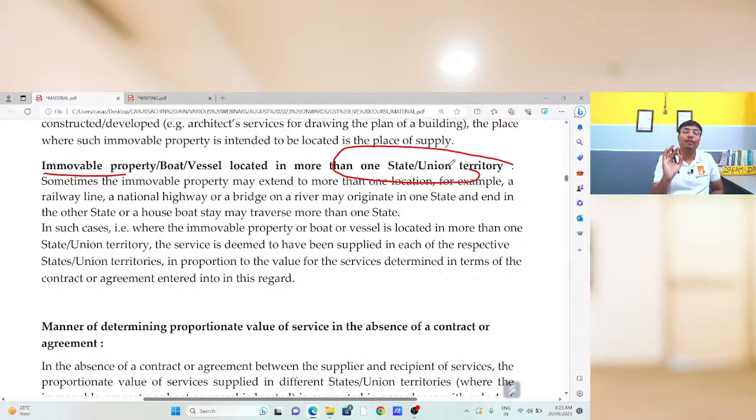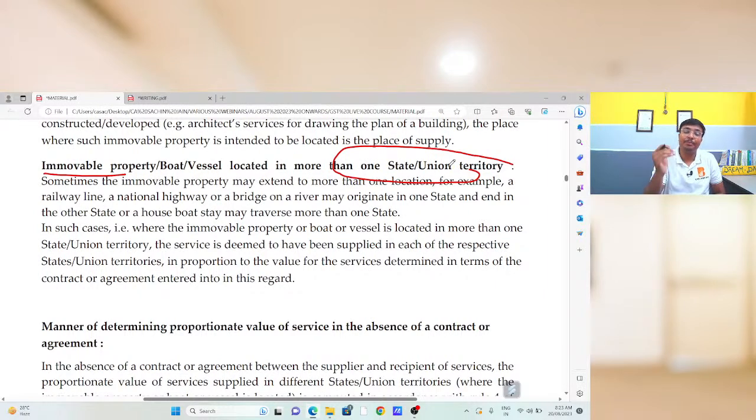In that case, the place of supply will be in the proportion in which I had taken that service. Suppose I had taken the service from Rajasthan for 50 lakh rupees, from Gujarat for 50 lakh rupees, and from Maharashtra for 50 lakh rupees. In that case, in this proportion, I need to decide my place of supply.